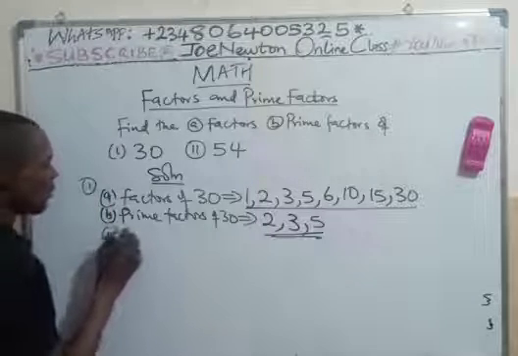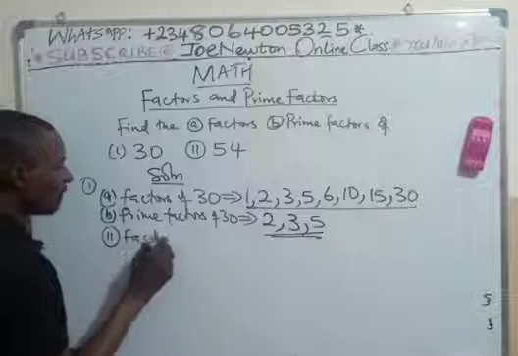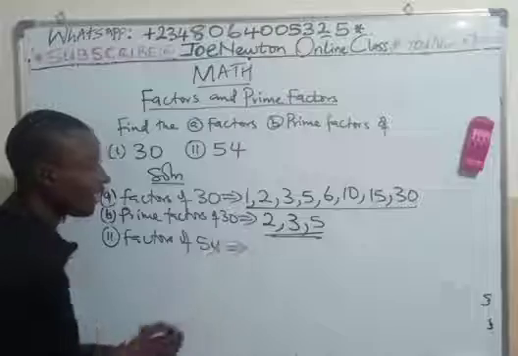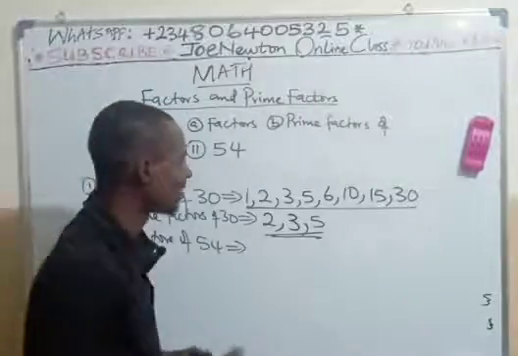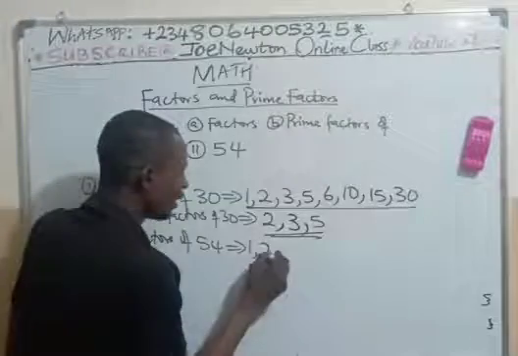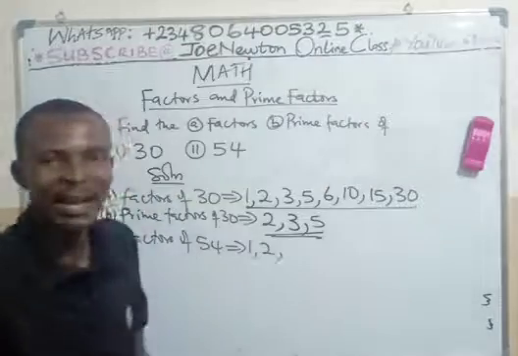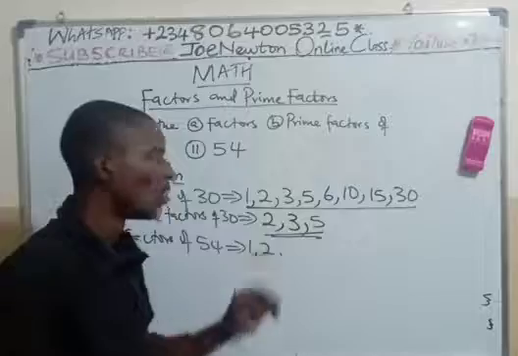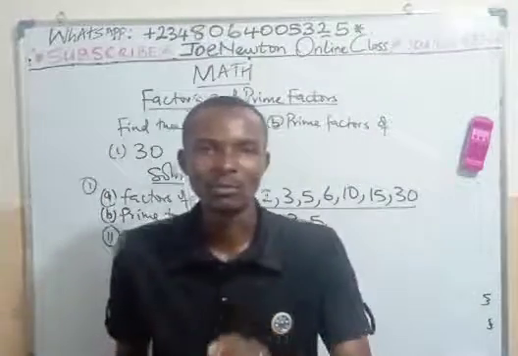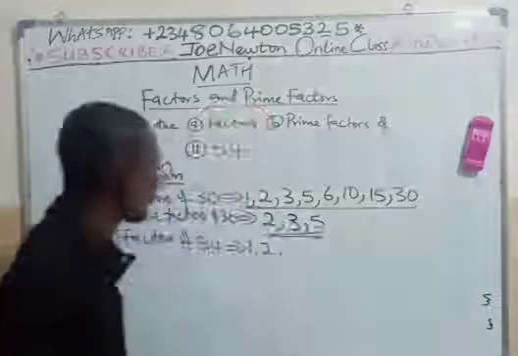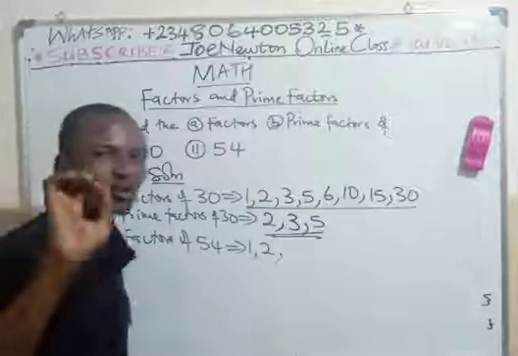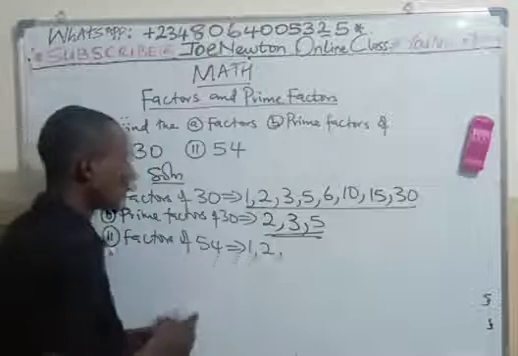Let's look at 54. Factors of 54. Quickly, we'll start with 1. 1 can divide 54. 2 can divide into 54. Of course, any number ending with 0 or with an even number is divisible by 2. Know this fact. So this one is ending with an even number, so it is divisible by 2.